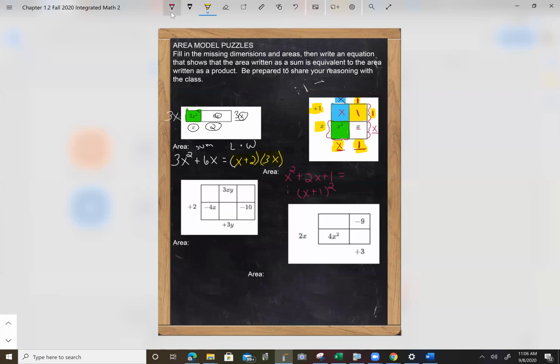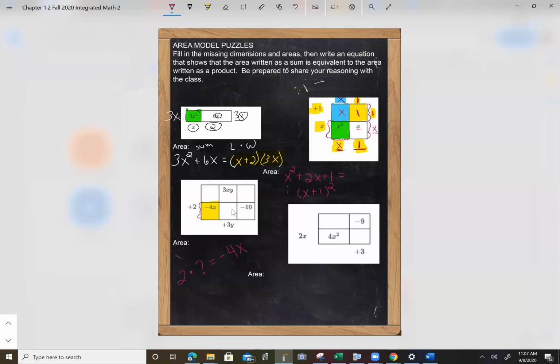Next one. Let's look at here. We know that the area of that yellow box is negative 4x. So we know one side of the box is 2, which means that 2 times something is equal to negative 4x.